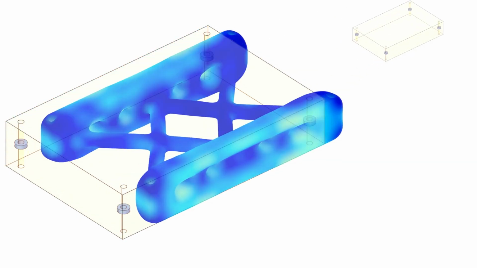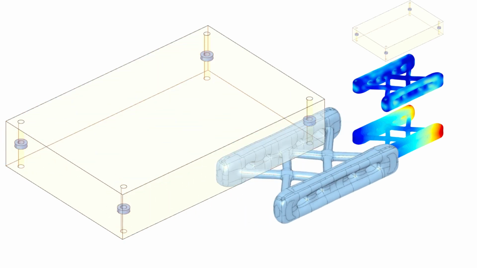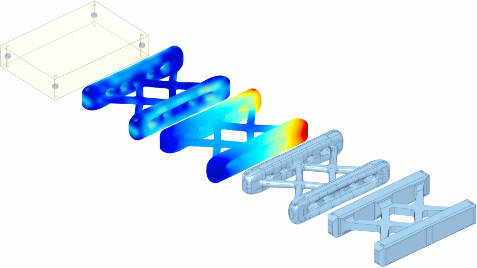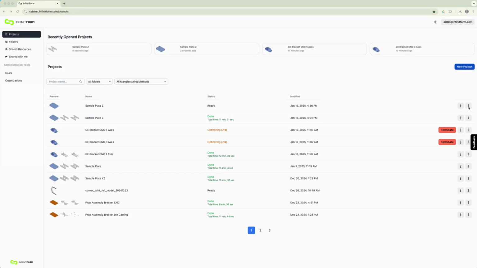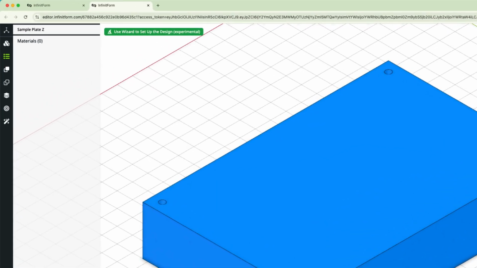While the wizard is perfect for quick results, advanced optimization puts you in control of every parameter, ensuring your design meets all your unique engineering requirements. From your cabinet, locate your project, click the three-dot menu on the right, and select Open. Your 3D model will open in a new tab ready for optimization.